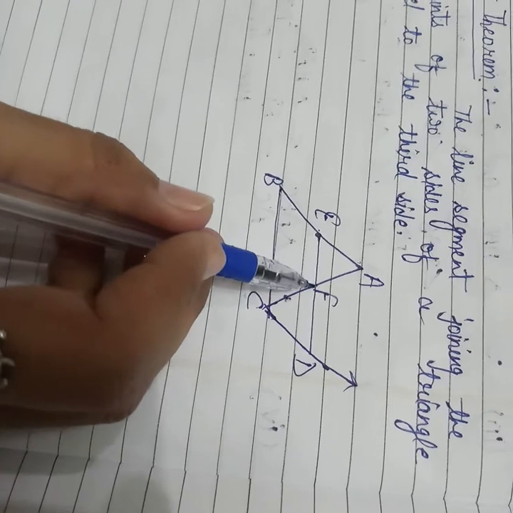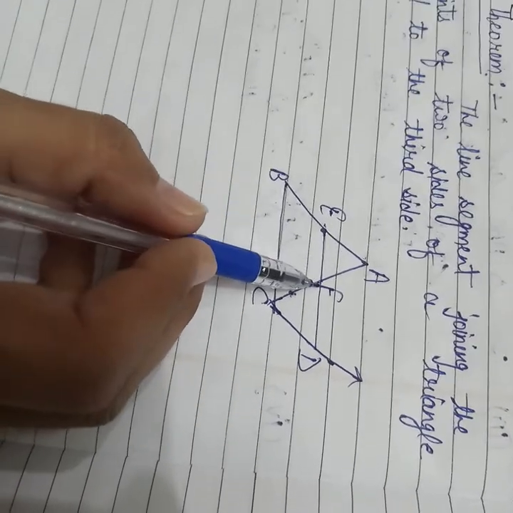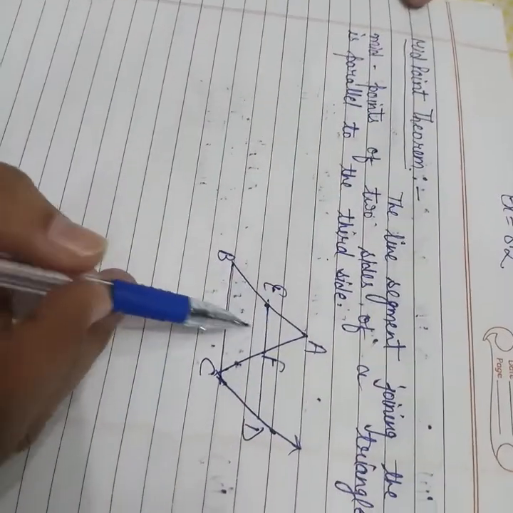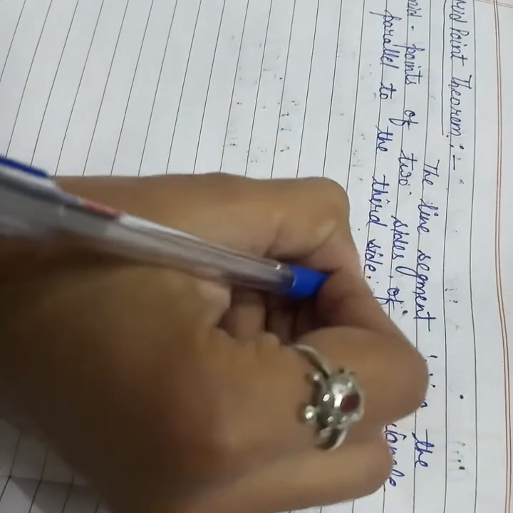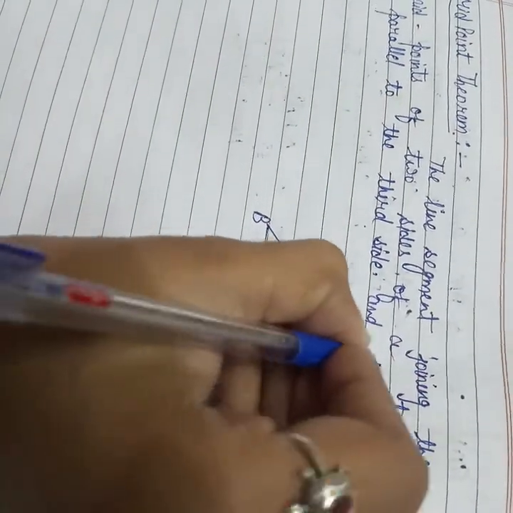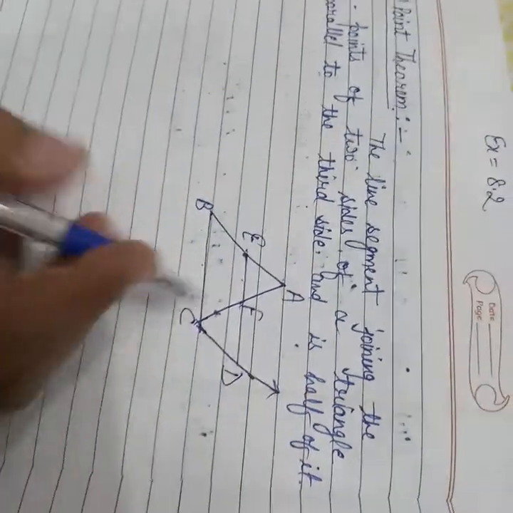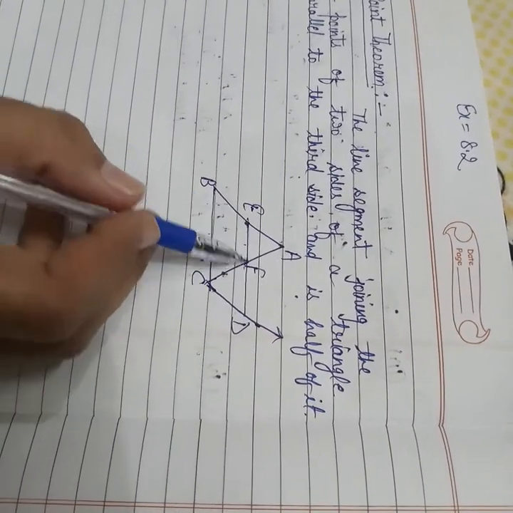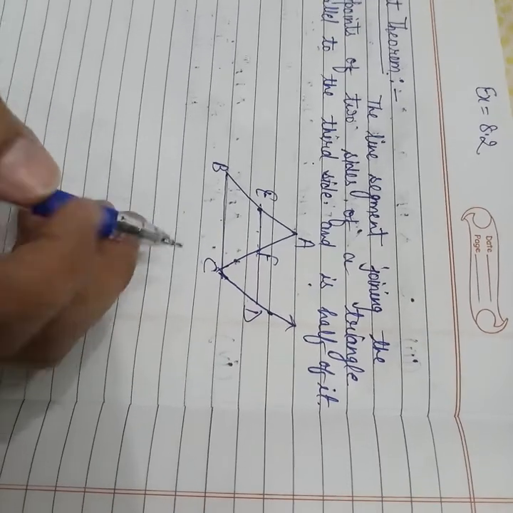E and F are midpoints. Now the line joining these midpoints, that is EF, is parallel to the third side. We have to prove EF is parallel to BC and EF is half of BC.